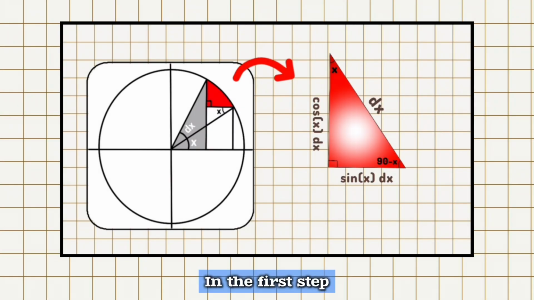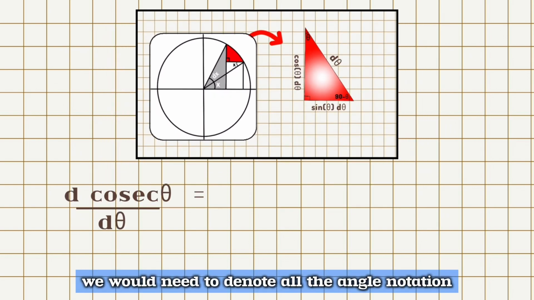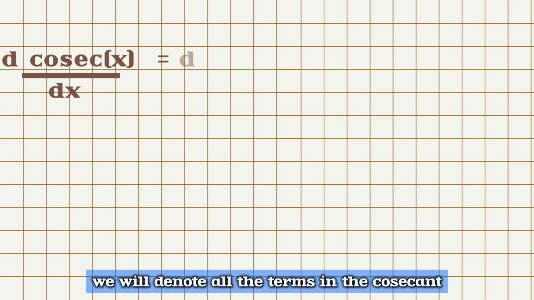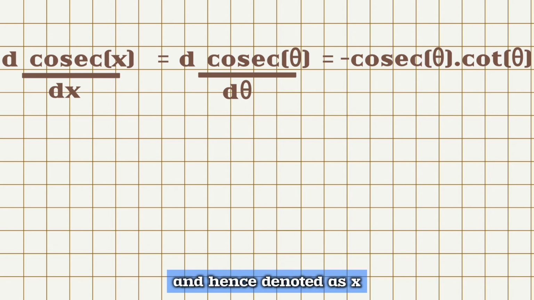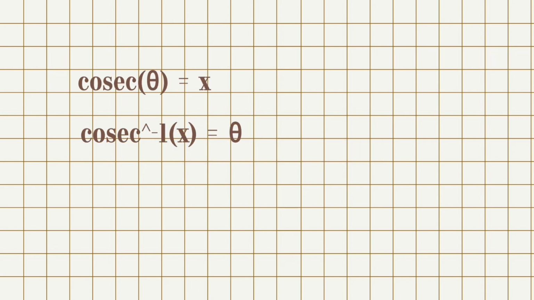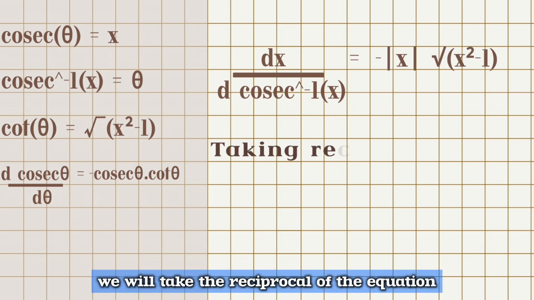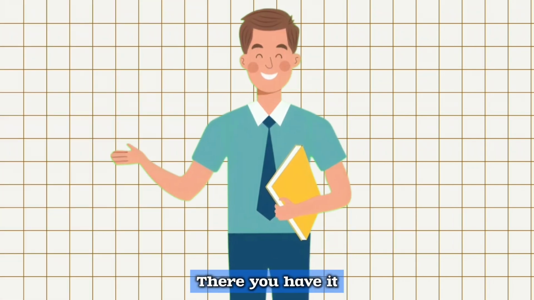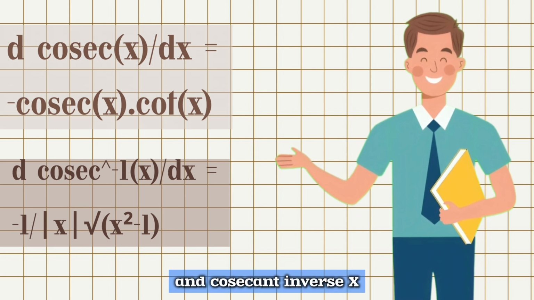cosecant inverse x. In the first step, since the independent variable x represents the cosecant value rather than the angle, we would need to denote all the angle notation in terms of theta rather than x. In the second step, we will denote all the terms in the cosecant derivative in terms of cosecant theta, which is the independent variable and hence denoted as x. Theta can be written as cosecant inverse x, cosecant theta as x, cot theta as square root of x squared minus 1. Finally, in the third step, we will take the reciprocal of the equation to get the derivative of the cosecant inverse function. There you have it, a geometrically intuitive way of deriving the derivative of cosecant x and cosecant inverse x.